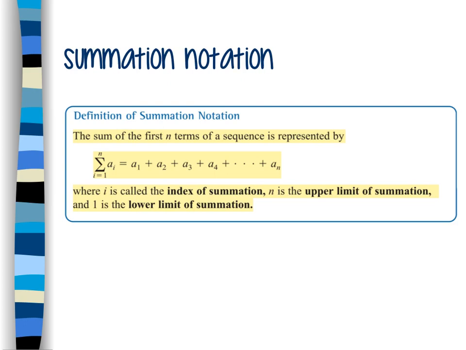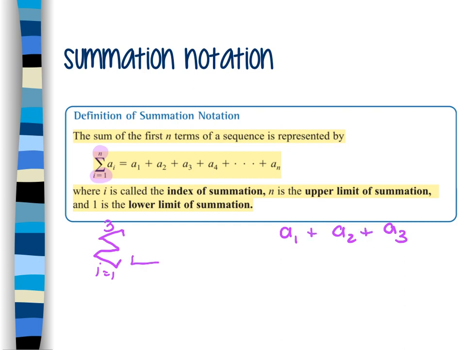The way the summation works is it starts with the term that's in the bottom, and it stops at the term that's at the top. So the lower limit is the start place, which is on the bottom. The upper limit is the stop. So if I told you to find the summation where I equals 1 and N is 3, that means I'm going to find A sub 1, A sub 2, and A sub 3, and then I'm going to add them all together.